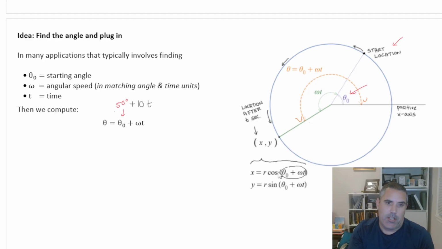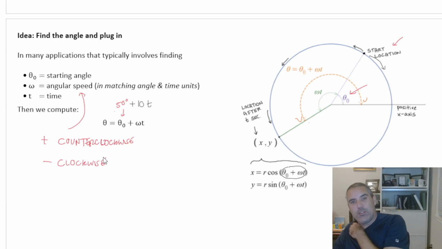So that's the challenge. Now, you can also have it go clockwise. If it went the other way, then you're going to be subtracting. Ooh, so that adds another layer of challenge. Angular speed is going to be positive if it's counterclockwise, and negative if it's clockwise. So that's the full story: you're trying to track down the angle.